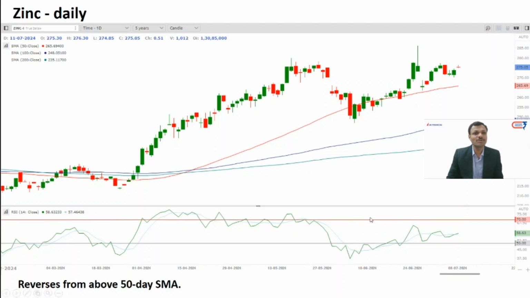Support levels are seen at around 265. Next support at around 255. These are the two strong supports on long-term charts. So the trend remains very much on the positive side for zinc. Upside, we expect prices to test targets of 290, 300 levels, possibly in the next 2 to 3 trading weeks.